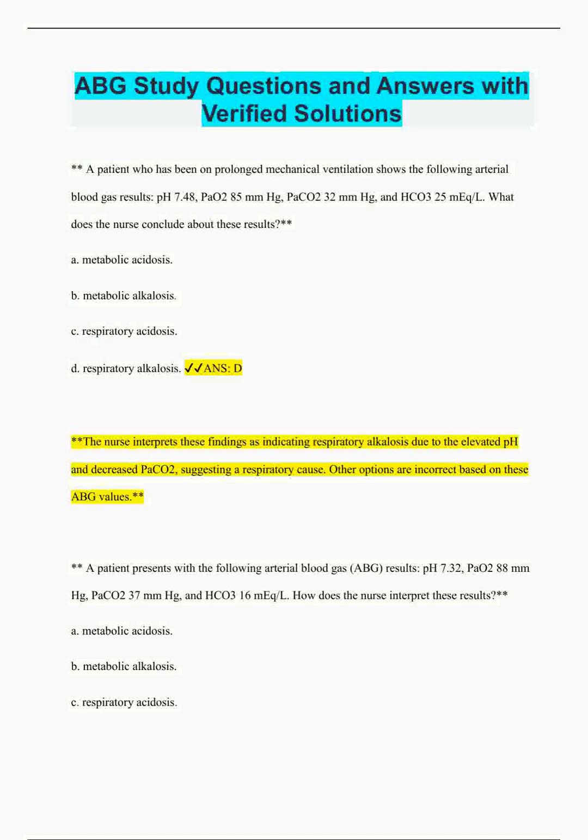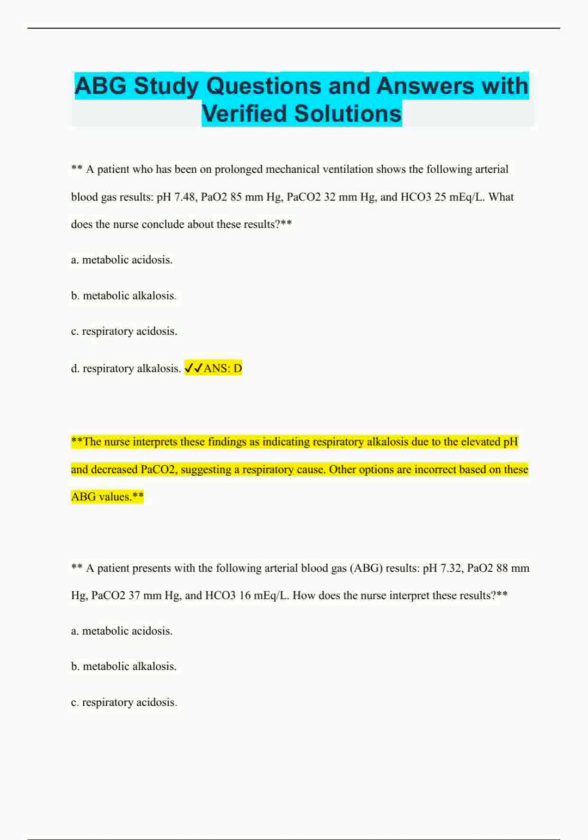D. The nurse interprets these findings as indicating respiratory alkalosis due to the elevated pH and decreased PaCO2, suggesting a respiratory cause. Other options are incorrect based on these ABG values.